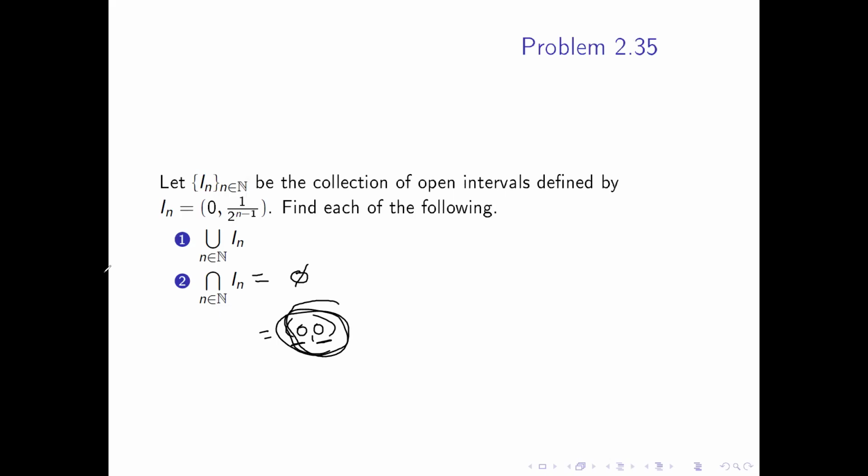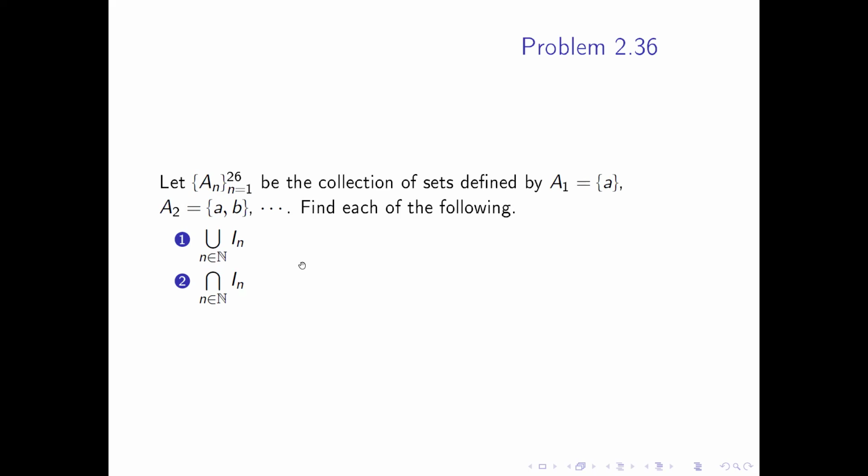All right, so I want you to practice this and get kind of familiar with this. So I want you to try this one. Now notice, this is a little bit different. This is A sub n, where n goes, this notation here. Again, let's talk about what this means. This right here means n equals 1 to 26. So I'm going from 1 to 26, where A1 is the letter A, a set containing A. A2 is A, comma B, and so forth. With that in mind, what would be the union and the intersection?